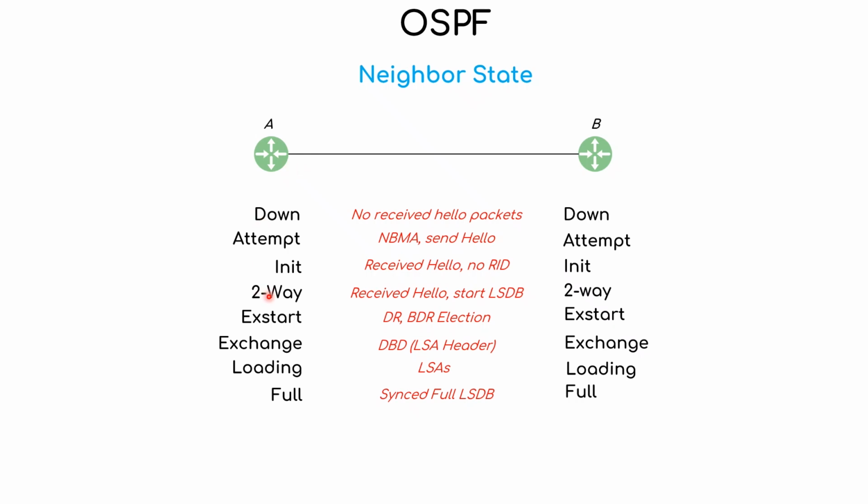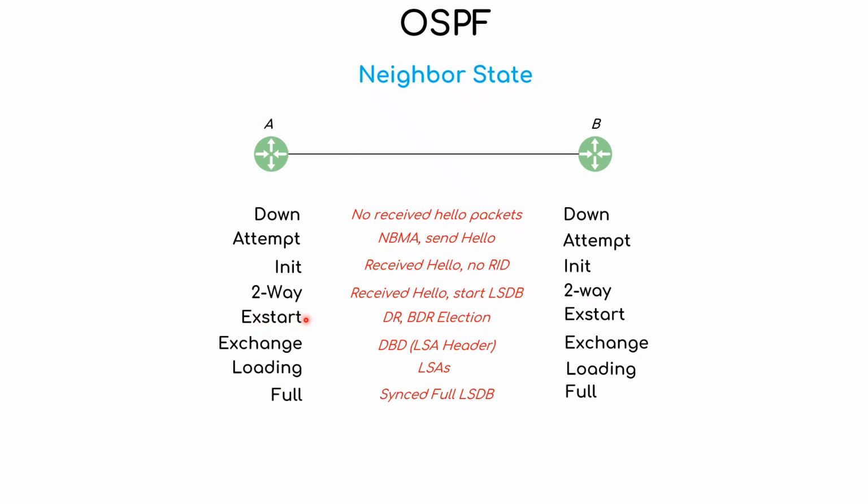In the two-way state, the router will list the router ID of the neighbor in the hello message and send it to the neighbor. The neighbor now sees its router ID, and then they can move to the next step. For example, router A receives the message from router B, checks the message and sees, I see my router ID in the message, so I can confirm our communication is two-way, so we can move to the next state. The next state is ExStart state.